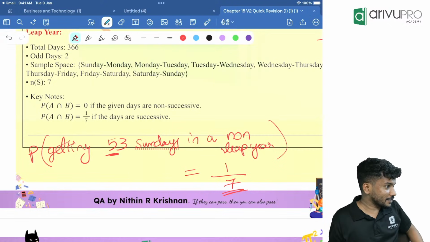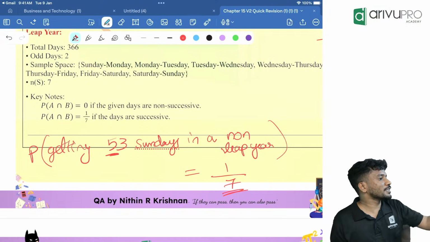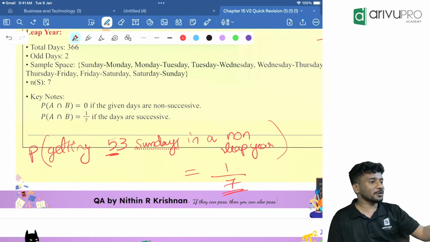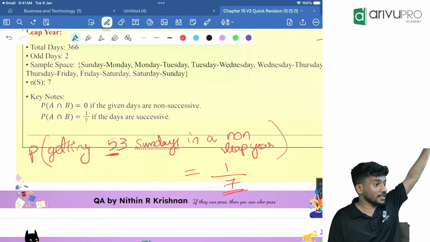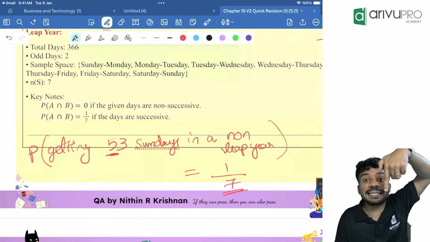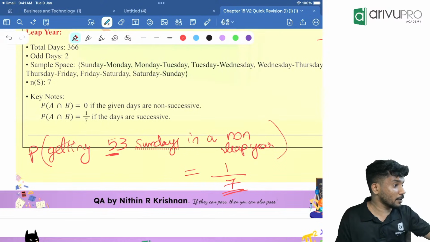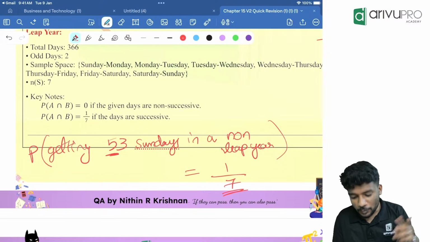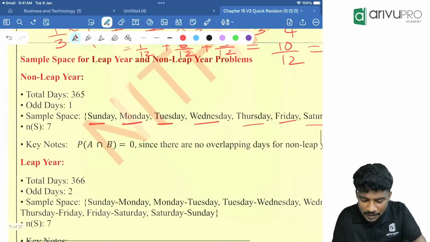Why 1 divided by 7? Because we will only think about that extra one day. We will not think about the entire 52 and 53. We will only consider that extra one day. That extra one day can be any of these 7 days. That's why the answer is 1 by 7. That is mentioned over here.